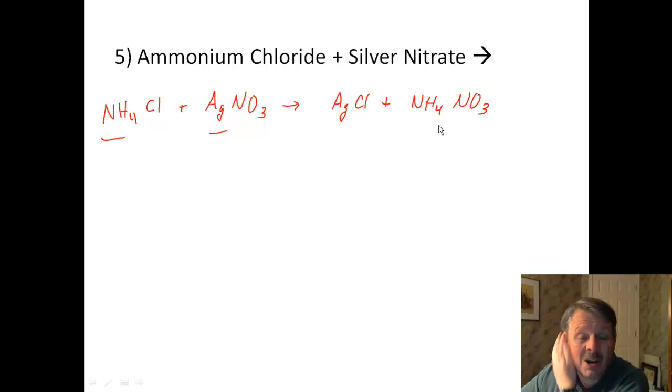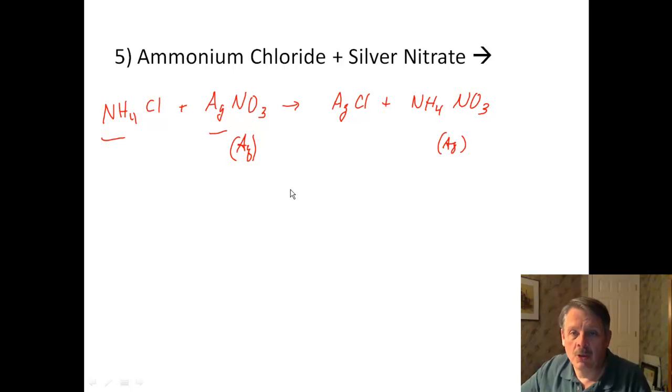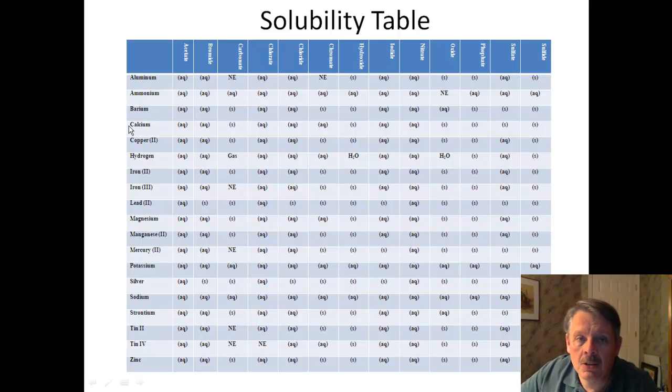And before I go too much further, let me see if this is even worth doing. Silver nitrate is aqueous. How do I know that? Well, because nitrate's always aqueous. So nitrate is aqueous on both sides. And so we have to look up silver chloride and ammonium chloride. That's only the chloride we have to worry about. So there's chloride. And we have to look up ammonium, which is there. So ammonium is aqueous, and silver is solid.